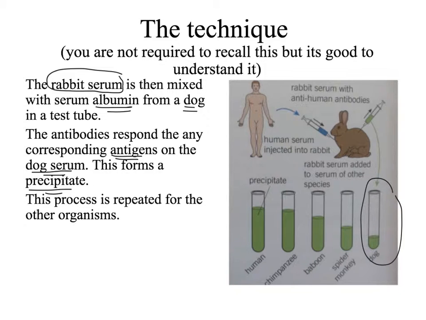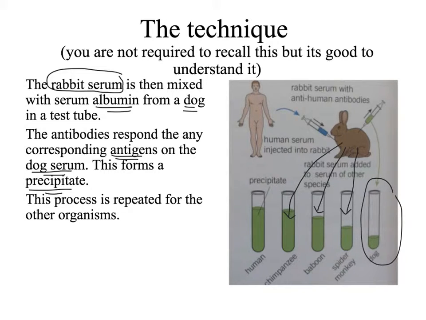So you'd take the rabbit serum containing the antibodies to the human albumin, and you'd add that to a sample of albumin from the spider monkey. Okay, then you'd do the same and add it to a sample of albumin from the baboon. Then take it again, add the serum containing the antibodies to serum containing albumin from a chimp.